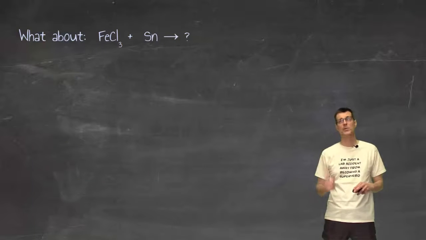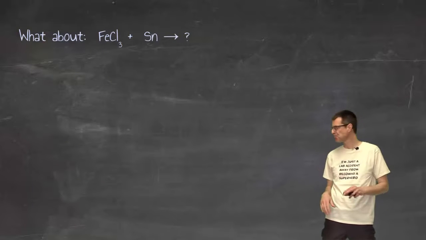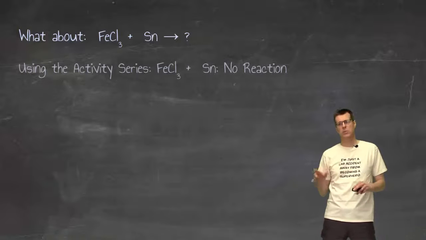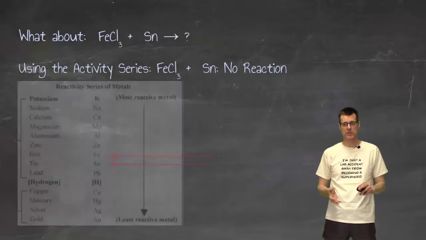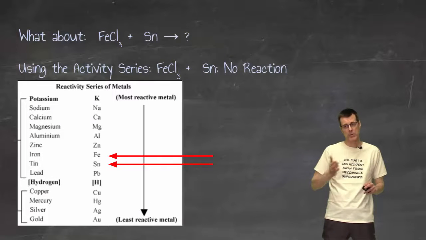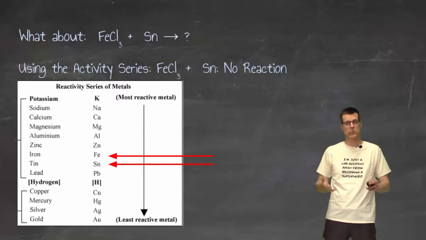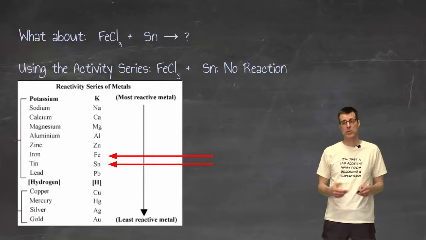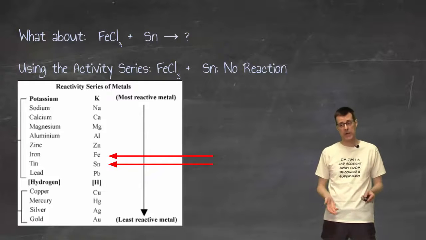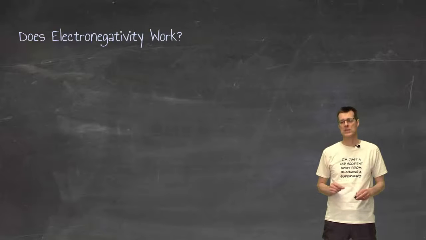Let's go to this one where I do actually have the reaction written out. We saw this one earlier, and we used it with the activity series, and we saw it had no reaction because tin was lower on the activity series scale than iron was. So iron was not going to push tin out, or the other way around, tin was not going to push iron out because tin was less reactive. Does that work with electronegativity?